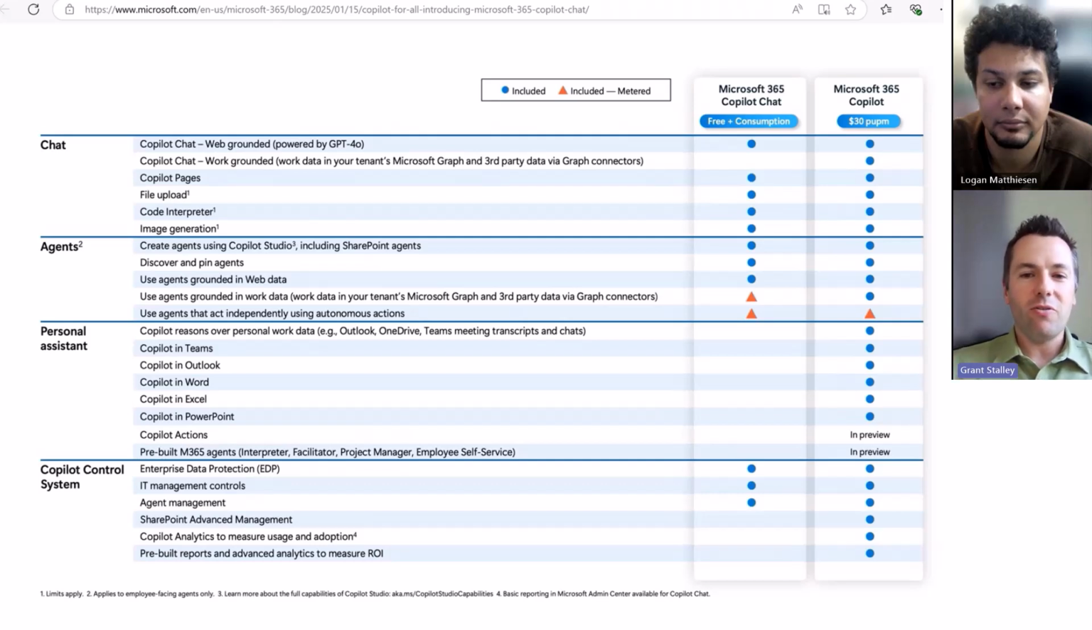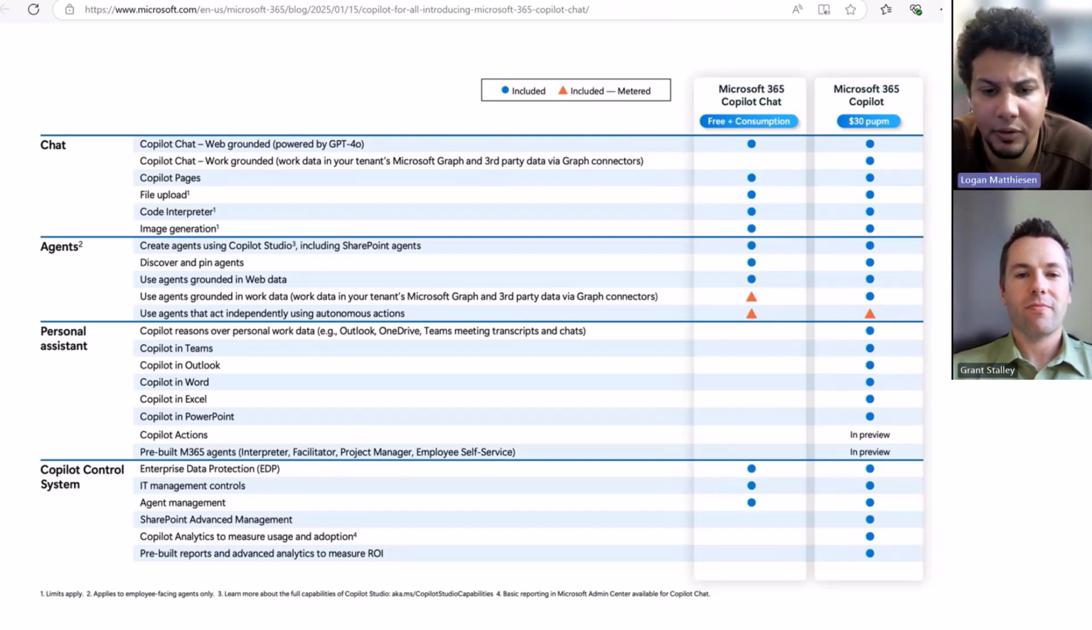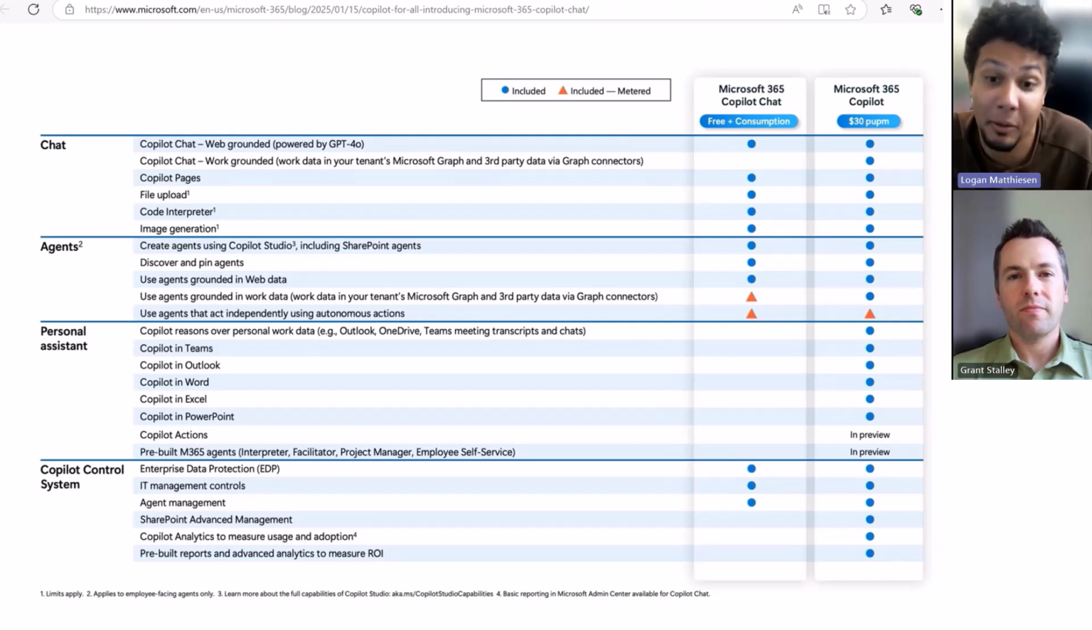Logan, anything that you want to talk about here, key differences wise, that we haven't already covered? Yeah, I think you covered the majority of it. There's a few things on the bottom row there, the SharePoint Advanced Management, the Copilot Analytics to measure usage and adoption, but as a user, you're not going to care so much about those things. So, I think you cover most of the important topics that I would care about personally as a user.